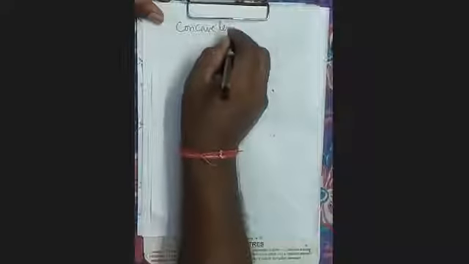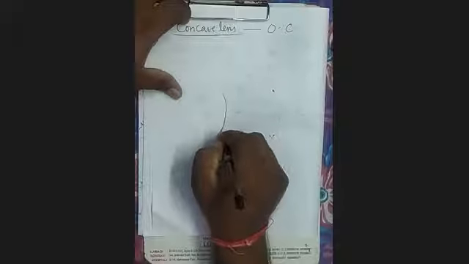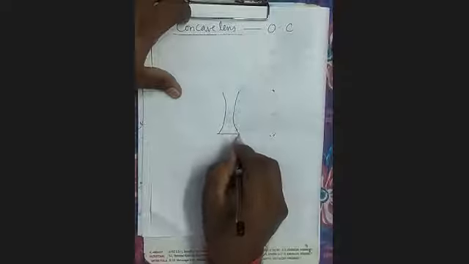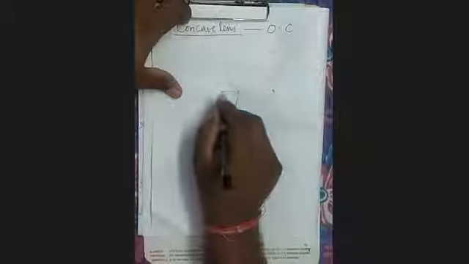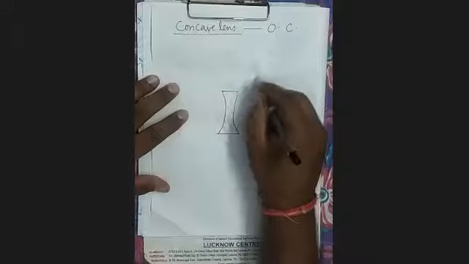If you see in the concave lens, you can see here, in the concave lens what will be the optical center. This is the part of this curved surface, is the part of this sphere.